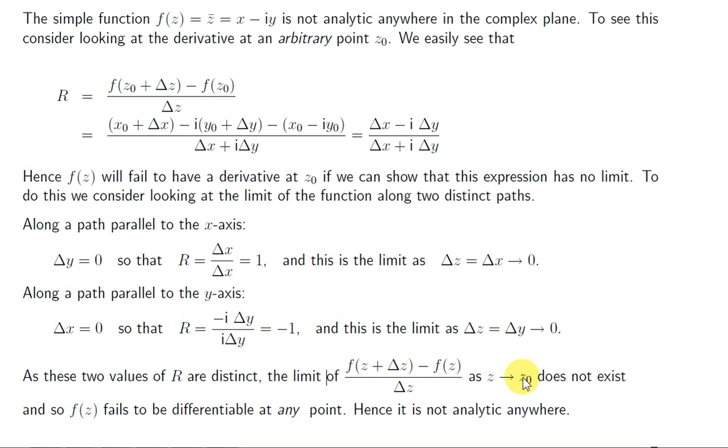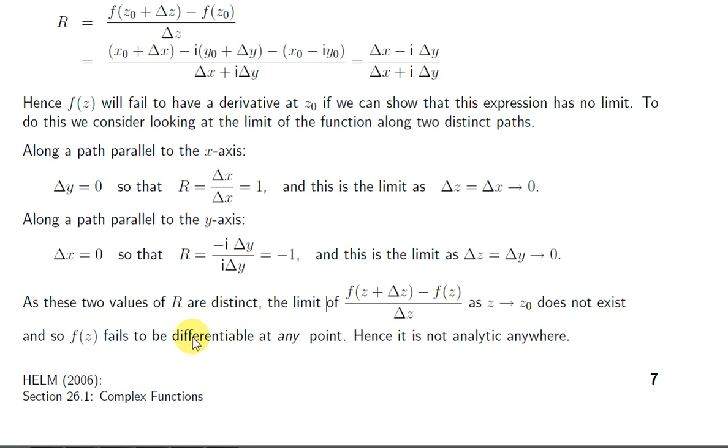So the derivative of the function at any point z0 does not exist. So I stress that we used any point z0 here, where z0 is x0 plus i y0. So if the function is not differentiable at any point, obviously it's not analytic at any point, because for it to be analytic it has to be differentiable. Well, for it to be analytic at a particular point, it's got to be differentiable in a neighbourhood about that point.